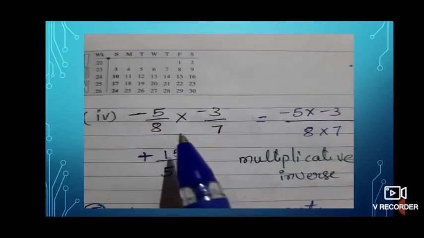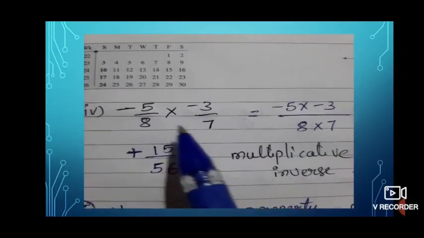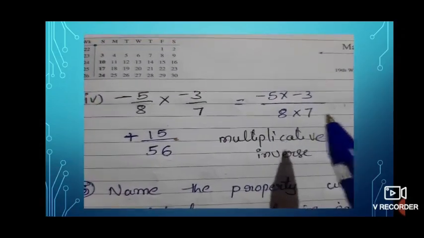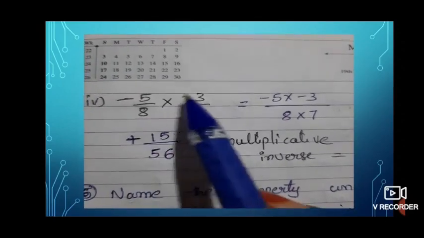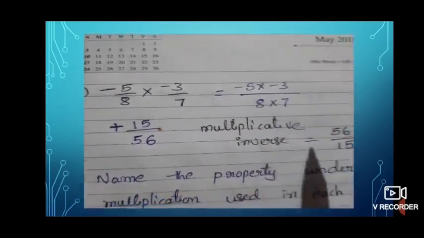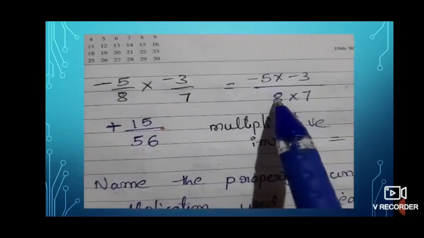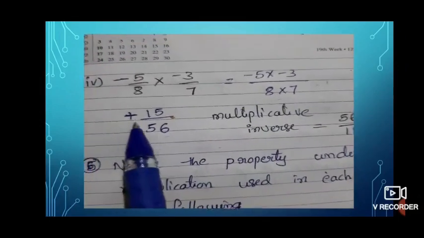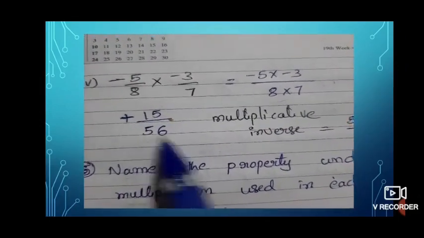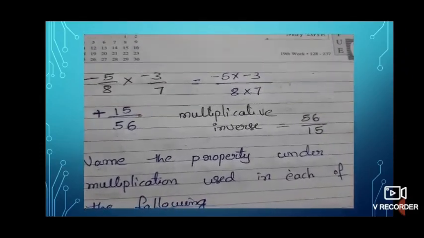Next, multiplicative inverse of this entire set they are asking. So what we have to do means, first we have to simplify this set. Whatever the product, first we have to simplify, then only we have to write the multiplicative inverse. So for simplification, multiplication, first we have to multiply both the numerators, then denominators. So if we multiply the numerators, minus 5 into minus 3 by 8 into 7. So minus of minus plus, 5 3s are 15 by 8 7s are 56. So the multiplicative inverse is 56 by 15.